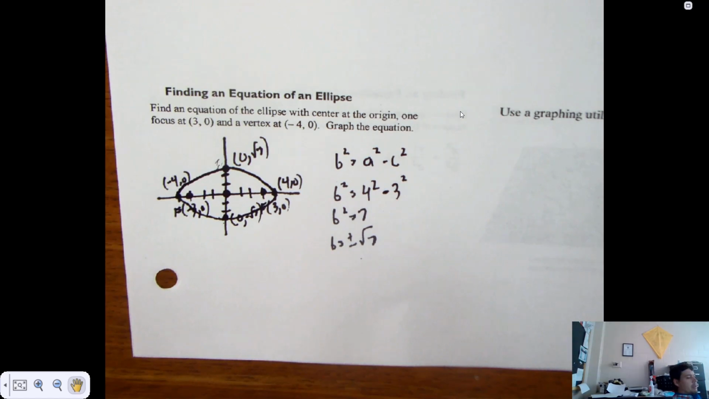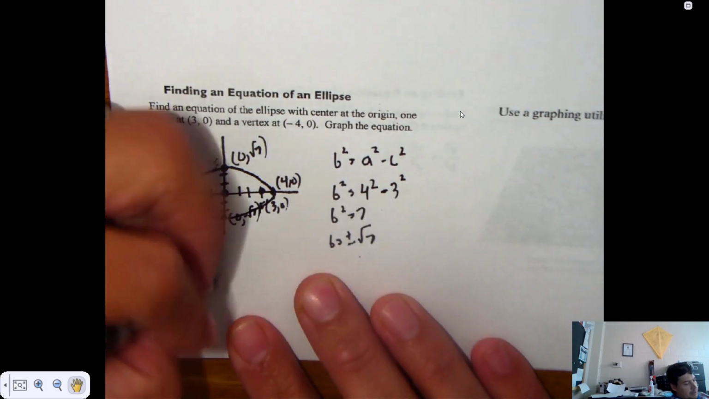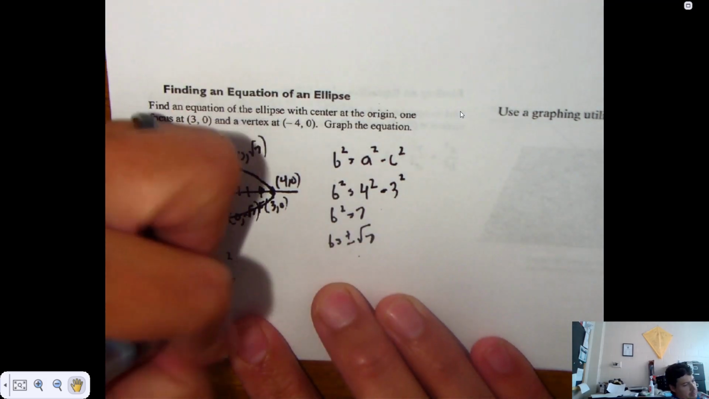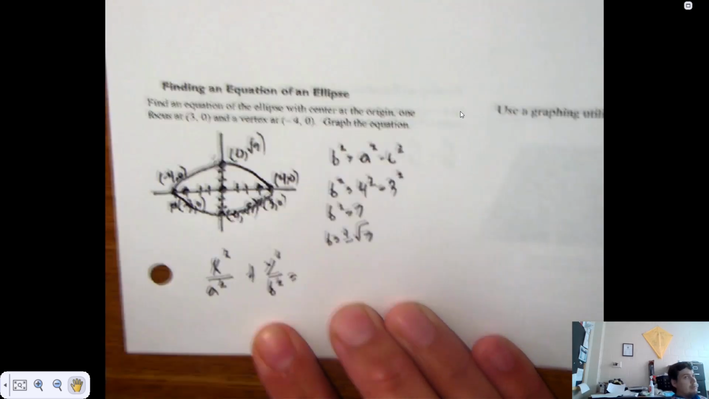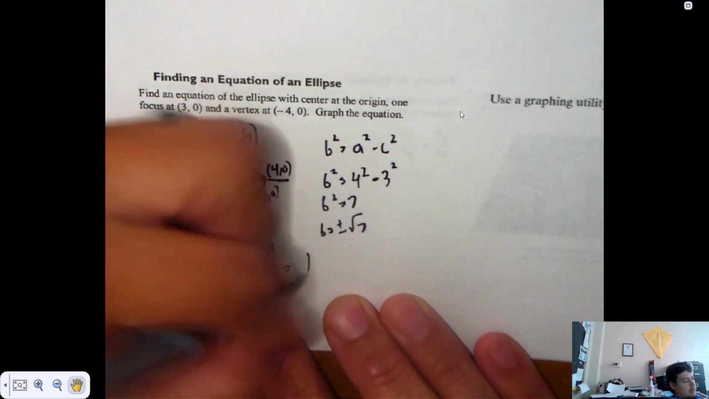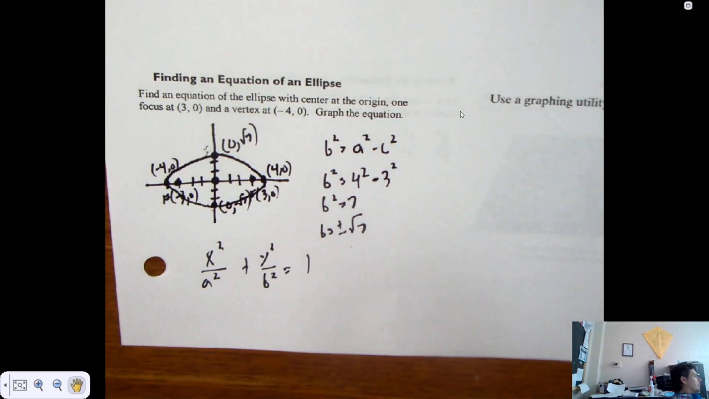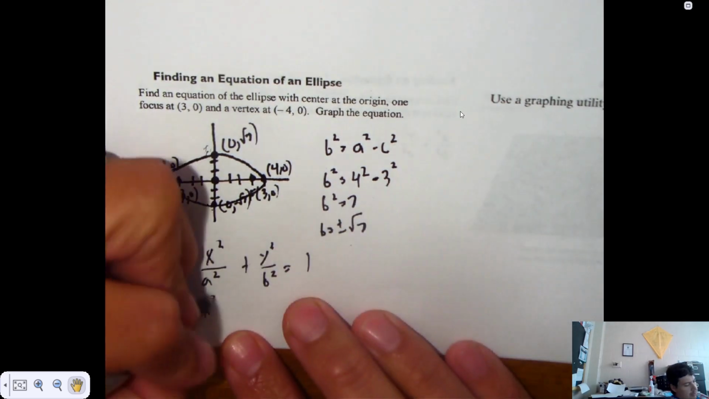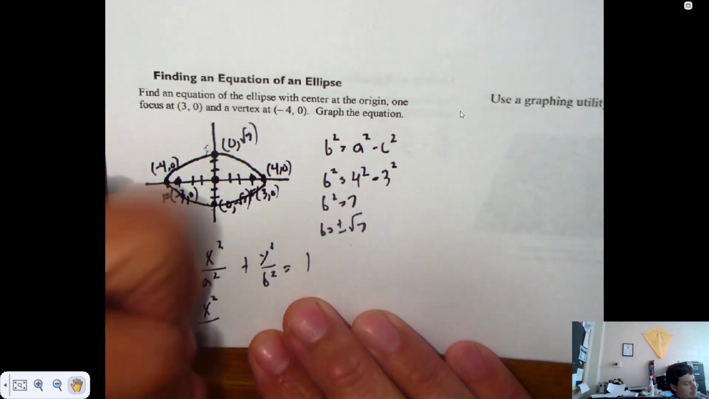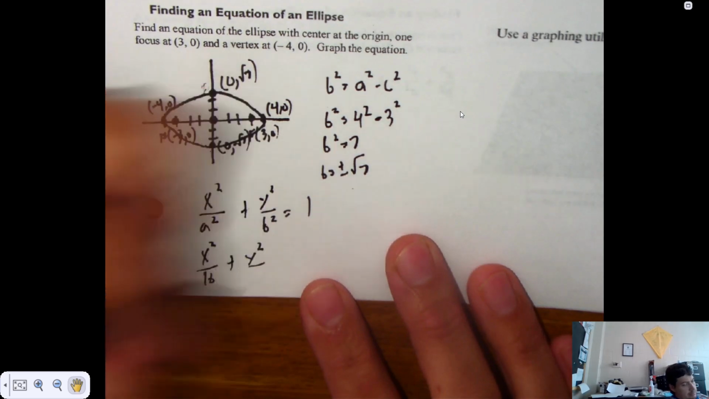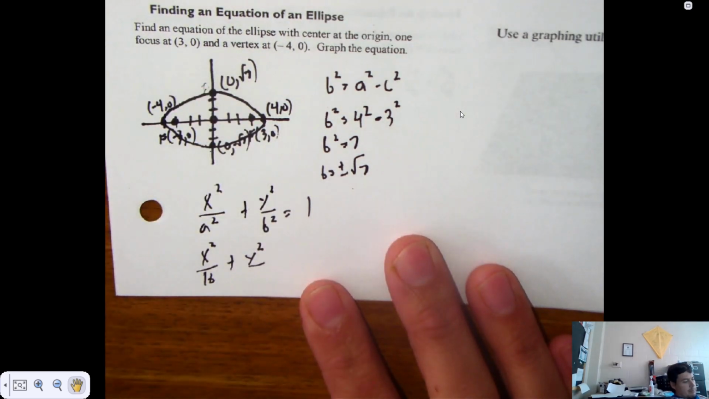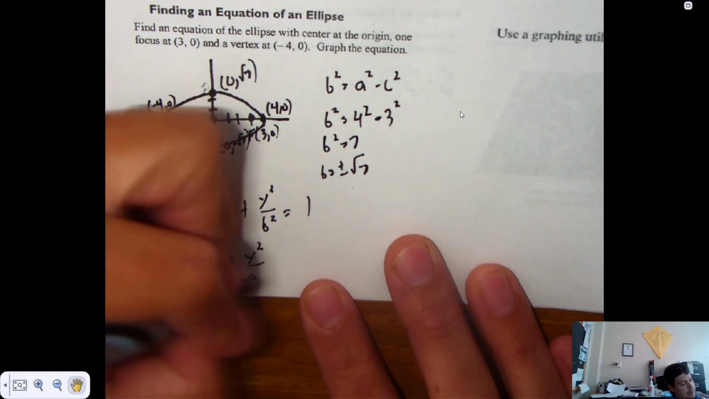And we are supposed to give the equation. Well, the equation is going to be x squared over a squared plus y squared over b squared, and it has to equal what? 1. Well, a is 4. What do you get when you square a 4? 16. B is 3. What do you get when you square 3? 9. Still equal to 1.